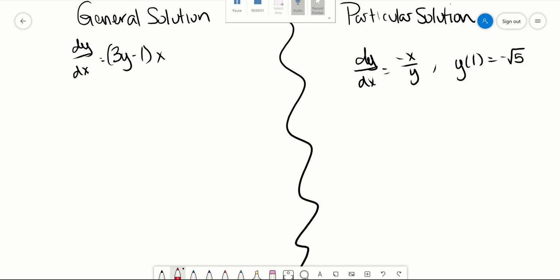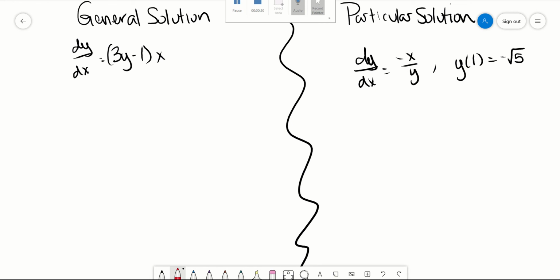Okay, so I want to talk to you about solving differential equations. The process is the same whether you're finding a general solution or a particular solution. The particular solution just has an extra step at the end. So the first step is always you want to separate your variables. You want your y's on your left side and your x's on your right side.